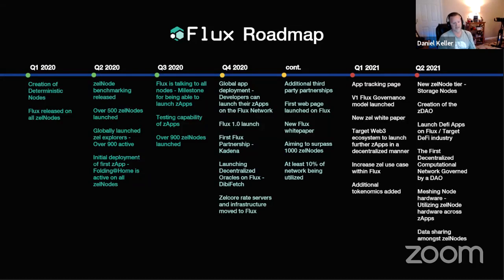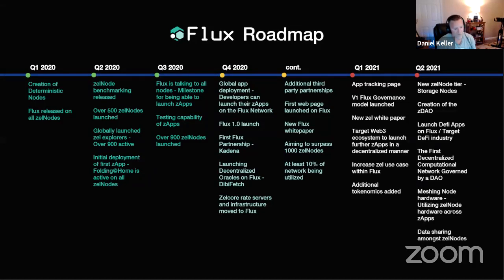So Q1 brings a lot of really good stuff. App tracking. So we will have an app tracking page. I'm not sure where that'll be, whether that'll be something you can access from Zel Core, or whether that'll be an actual website itself. We're going to work on our V1 Flux governance model. We talked a little bit earlier about the fact we want to make sure that we get this into the hands of the people, and that people can start to develop not only Zel Technologies or Keras Collective or any of these business models, but others can continue to develop on top of that.